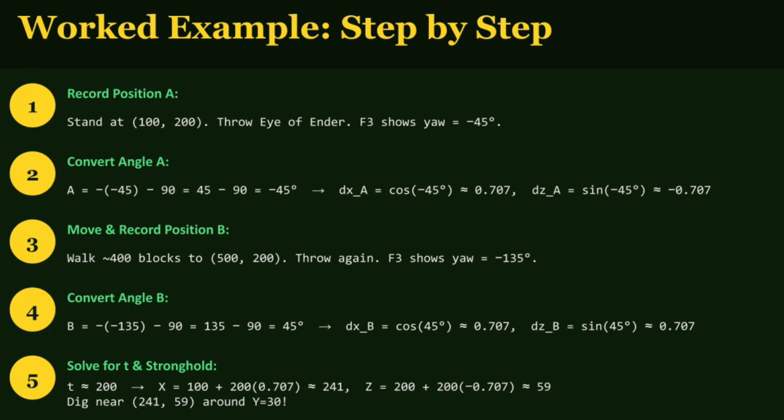While you're converting this angle, you're also going to use the second equation, which will give you 0.707. Then you will do the same thing for position B, except that you're going to walk approximately 400 blocks in the X coordinate. Z will stay the same, so it'll be 200 and 200. You will throw an Eye of Ender again, and it'll obviously be different, but for this example, let's say it gives us YAW -135. We do the same thing we did in step 2 and use both equations. In the end, you will use the last equation to give us the coordinates. In this example, we will get the coordinates 241 X and 59 Z.